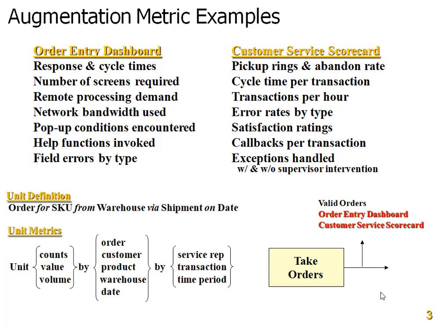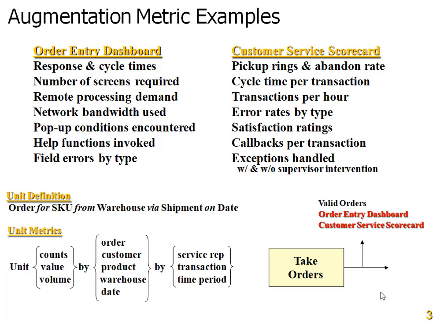As opposed to management's view on the customer service side: how many pickup rings and abandon rates do we have associated with order entry? What's the cycle time per transaction? How many transactions are we handling per hour? And what are their error rates? How satisfied are my customers? How many callbacks do I have to make per transaction to finally complete an order? And how often am I having to handle exceptions in my process, either with or without supervisor intervention? So again, these metrics can cross over and be used on each.